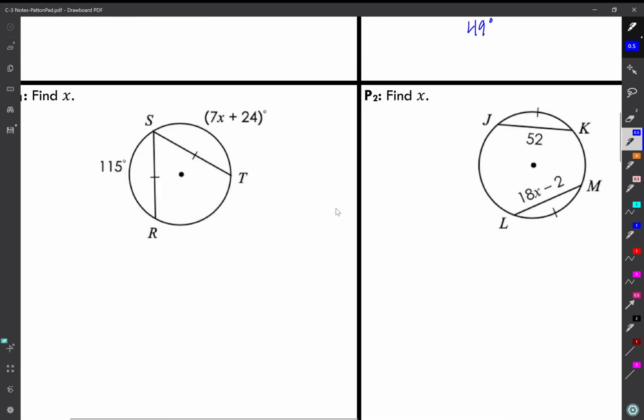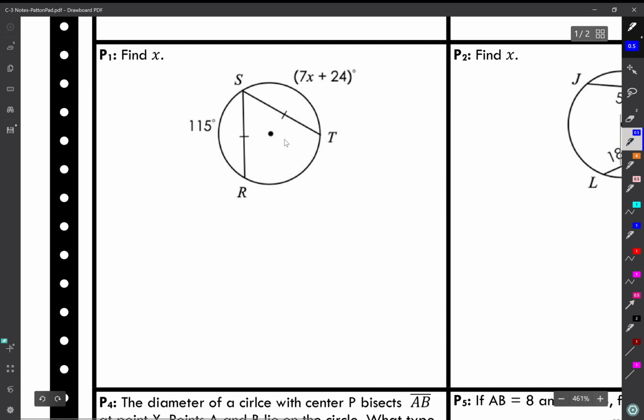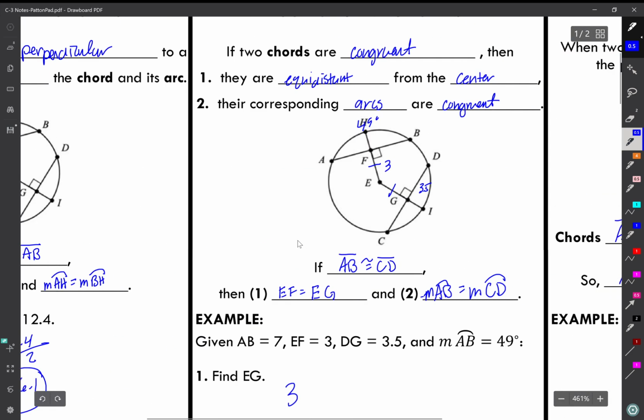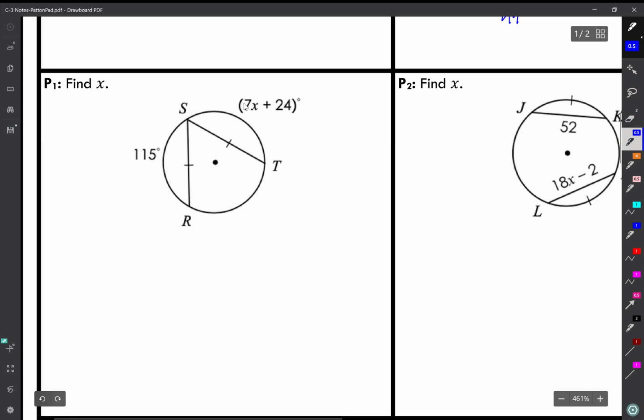Alright, so let's look at some problems, some algebra problems right here. Find X. Okay, so we've got two chords that are congruent. What do we know about congruent chords? We know that they're equidistant from the center and their arcs are congruent. So we have expressions for their arcs. So since the chords are congruent, the arcs are congruent. So this will be set up as follows.